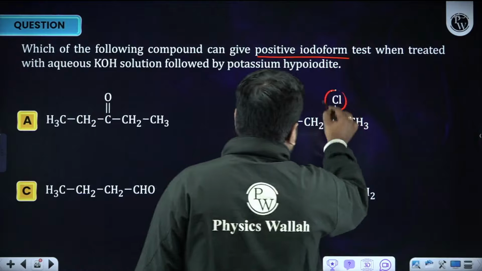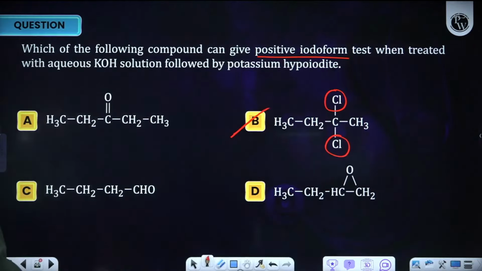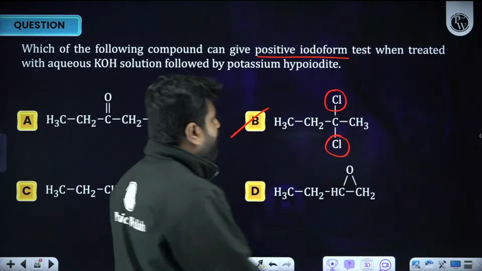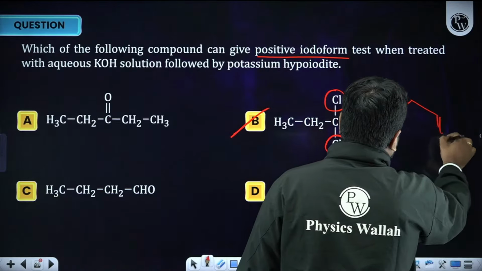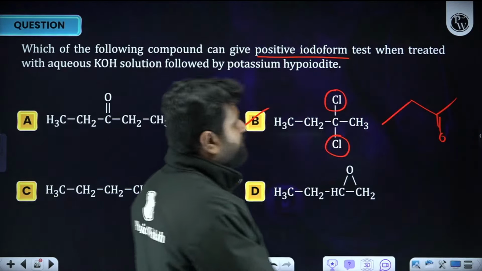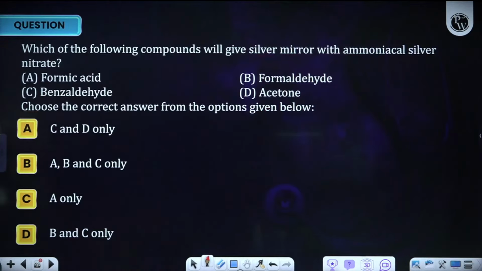Exactly. B will give. So when the compound is treated with aqueous KOH followed by what am I using? Potassium hypoiodite. So I will be getting, yes, a methyl ketone group will be there. Automatically, the iodoform test is possible.